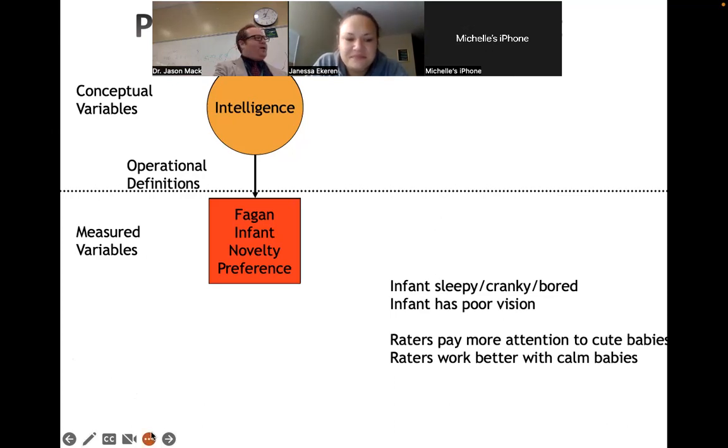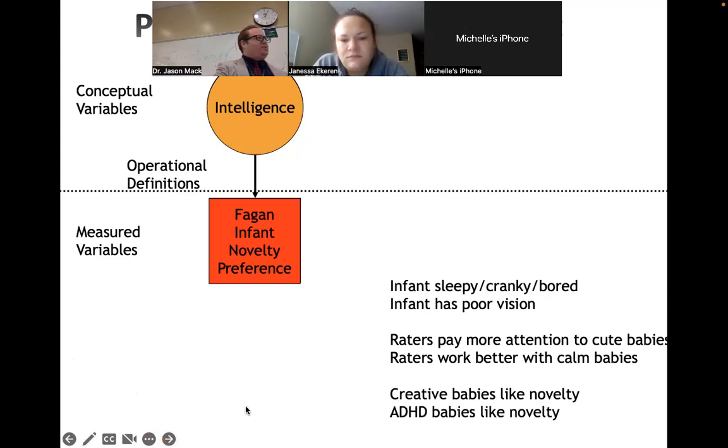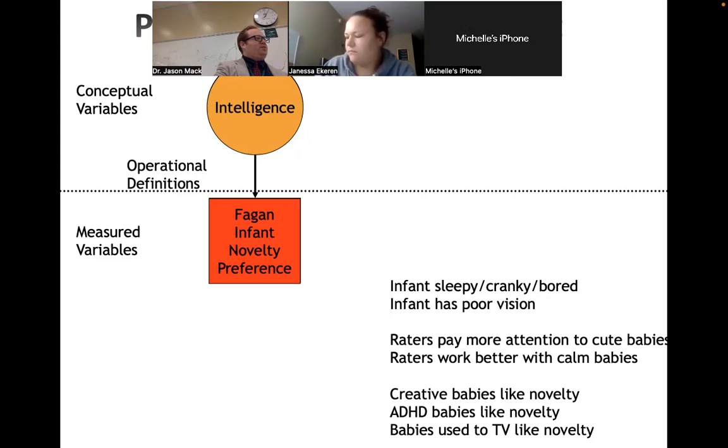Raters work better with calm babies. Creative babies like novelty. ADHD babies like novelty. So this could totally make your test not valid or not reliable. Babies used to TV like novelty.